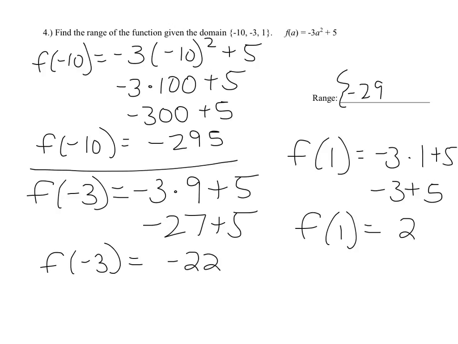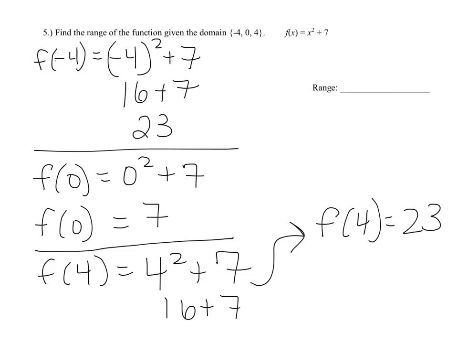Negative 295 is the smallest, then negative 22, and then 2. And then I've run out of room for my little squiggly bracket, but you put your squiggly bracket in there too. And my squiggly brackets have gotten really ugly towards the end of this. All right, pause the video and try number 5 completely 100% on your own and see if you can get it without my help. And here you go.